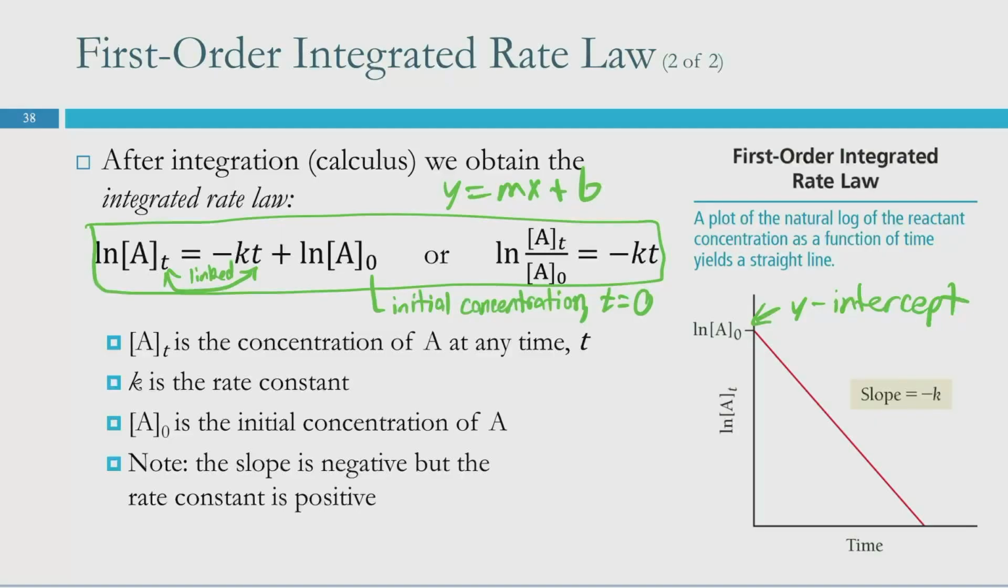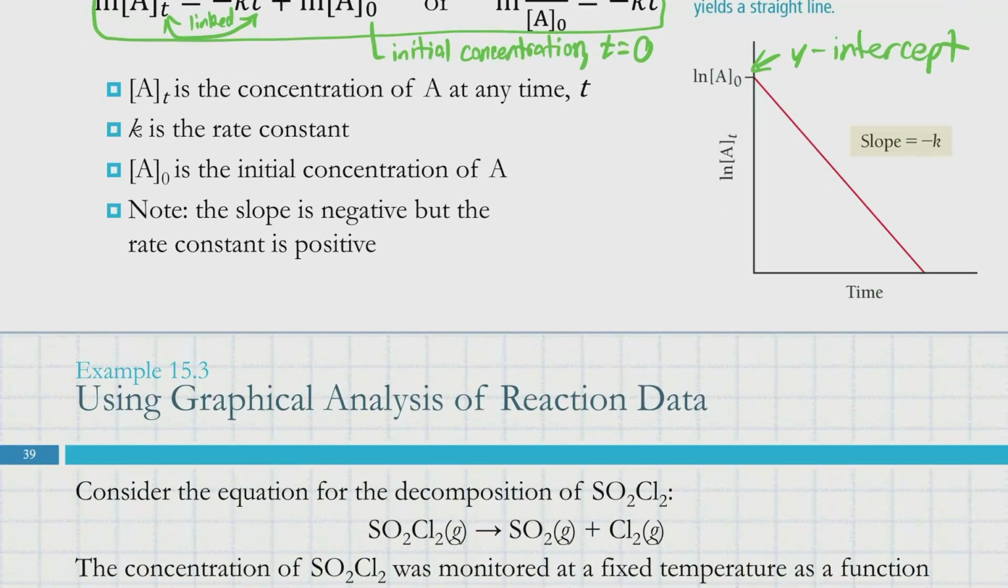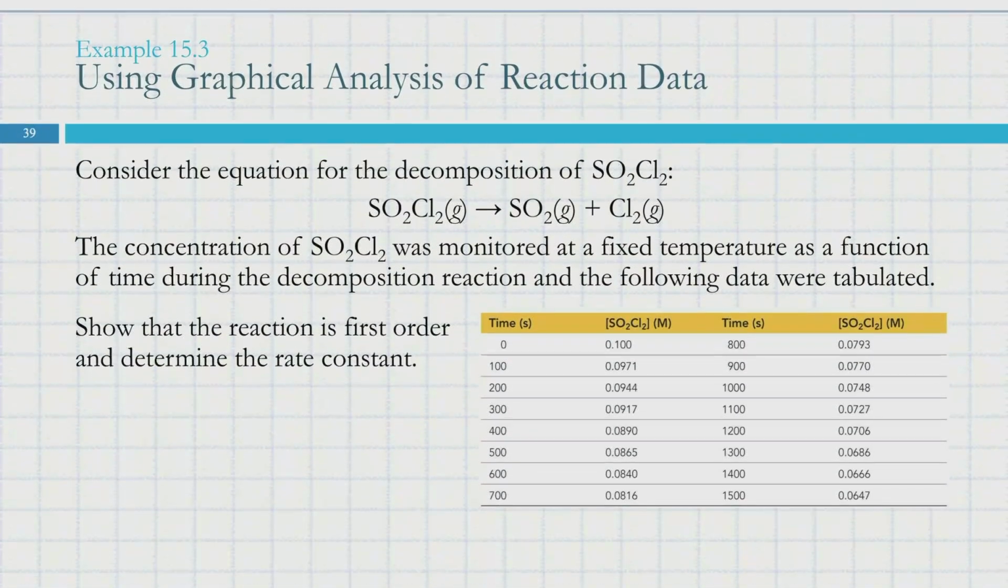So that's a cool application of the first order integrated rate law, is that you can make a plot like this. You can also collect data and then plot it like this. If you have concentration data and time data, you can make one of these plots. If you get a straight line or a roughly straight line, then that's a good indication that you have a first order reaction. So that's neat. And here's what that graphical analysis might look like.